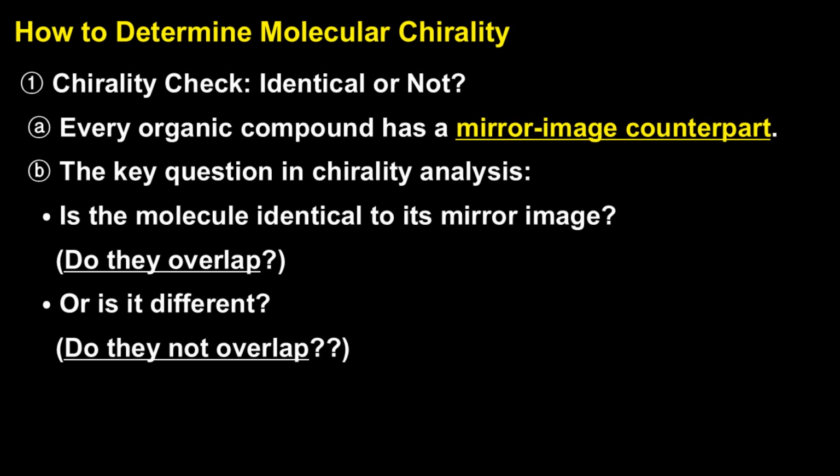The first thing we need to ask when figuring out chirality is pretty simple. Does the molecule look exactly the same as its mirror image? Every molecule has a mirror image counterpart, but the real question is whether the two can be superimposed. If you can place the mirror image on top of the original molecule and they match perfectly, it's achiral. But if they don't line up no matter how you arrange them, that means the molecule is chiral.